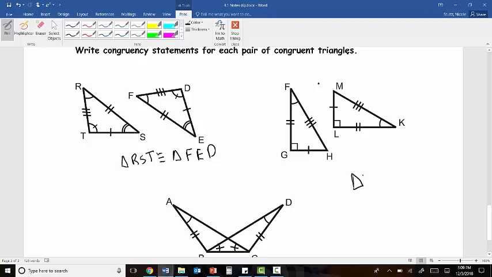The next one, we'll do triangle MLK is congruent to. So M has no markings, and neither does H. So go with H. L has a box, and so does G. And then K has to go last.